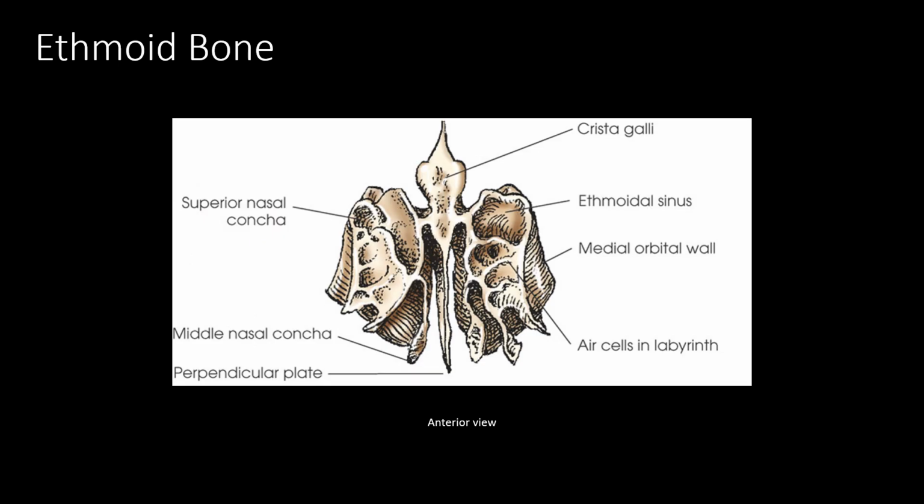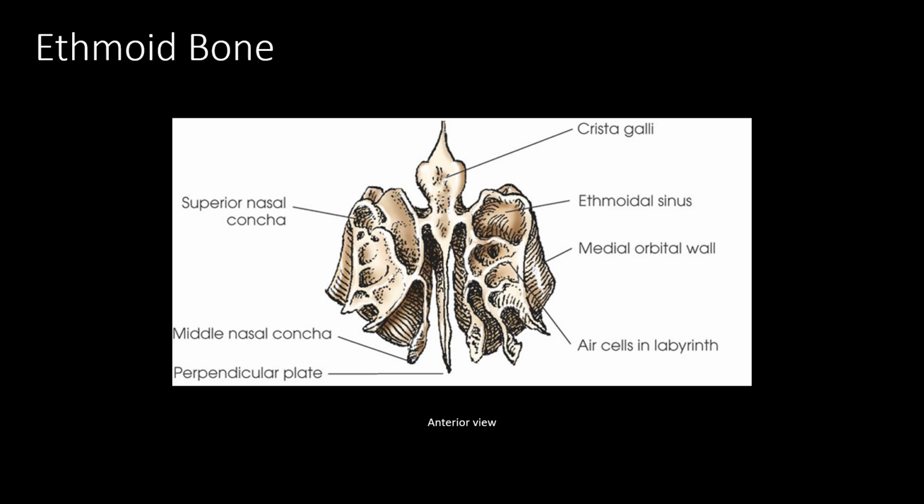The ethmoid bone is in both groups. It's part of the facial bones, but the perpendicular plate is also part of the cranial floor. You can't really see the perpendicular plate all that well on this anterior view, but I will talk about this anterior view. So the ethmoid bone is actually embedded inside your nose.